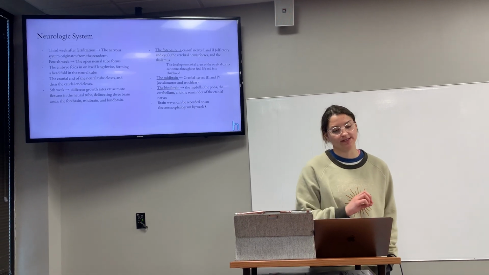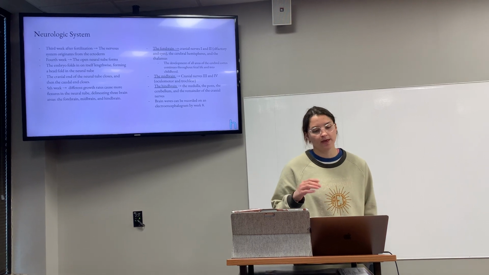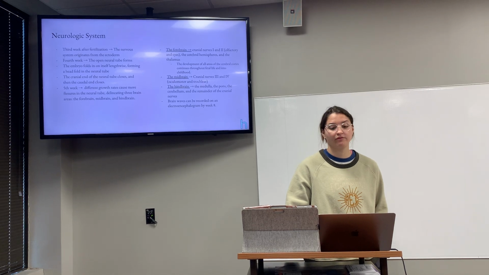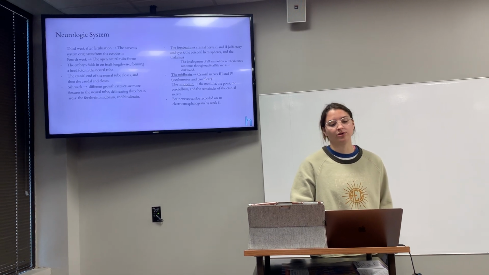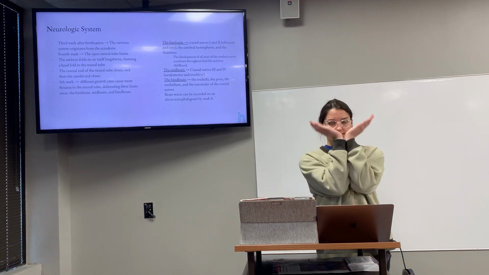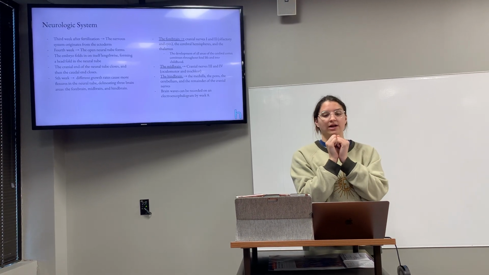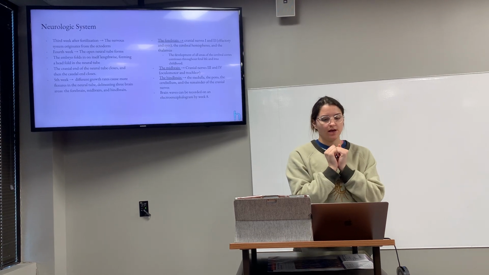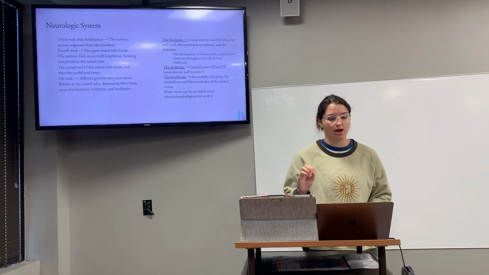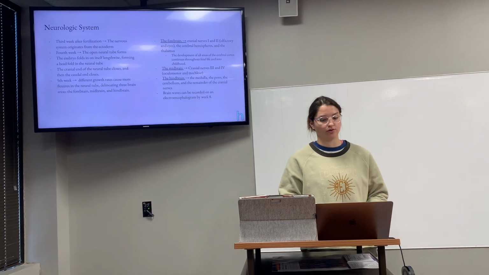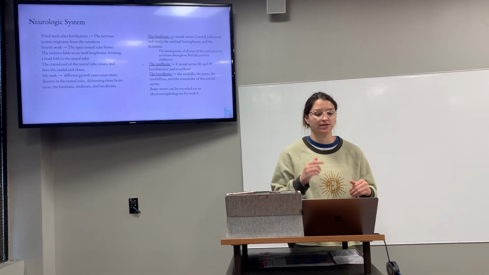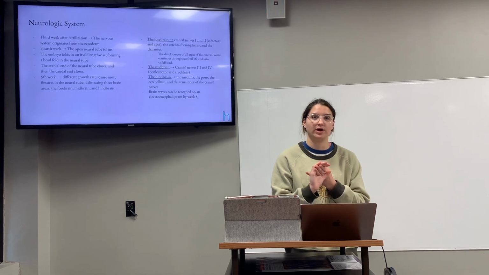So the 3rd week after fertilization, this is for the neurologic system. The nervous system originates from the ectoderm. 4th week after fertilization, the open neural tube forms, and the embryo folds in on itself lengthwise, and it forms a head fold in the neural tube. The cranial end of the neural tube closes, and the caudal end also closes. So the 5th week after fertilization, different growth rates cause more flexures in the neural tube, so more folds, and this delineates 3 brain areas: the forebrain, the midbrain, and the hindbrain.